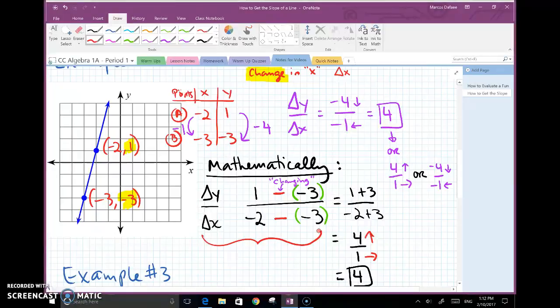The only limitation is that when you're counting squares, if your ordered pairs are really far apart by the hundreds, then you're not going to sit there and count hundreds of little squares just to get the slope. So mathematically, this is a much quicker and faster way of getting the slope, especially when you don't have a graph to look at and you only have ordered pairs. And we're going to take a look at that example in another video.